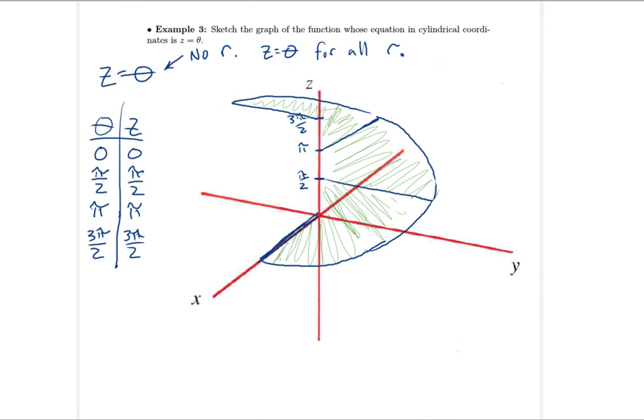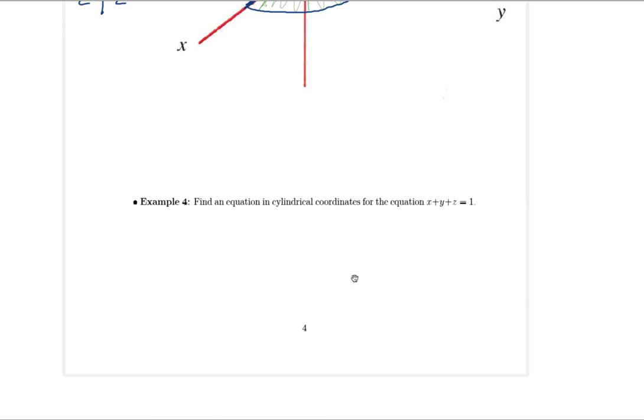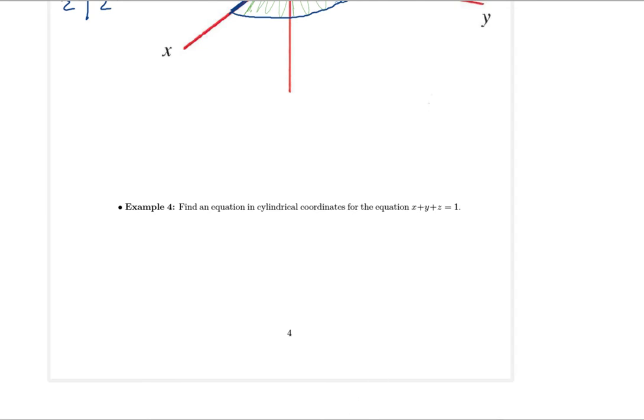All right, now let's look toward the bottom of this page. So let's find the equation in cylindrical coordinates for the equation x plus y plus z equals 1. So we know that x plus y plus z equals 1 is just a plane, right? So we know that that's pretty simple in rectangular coordinates, but what would it look like in cylindrical coordinates? All right, well, as you saw in that grapher we just looked at, it's nice to get z as a function of r and theta. So a first step might be to solve for z here.